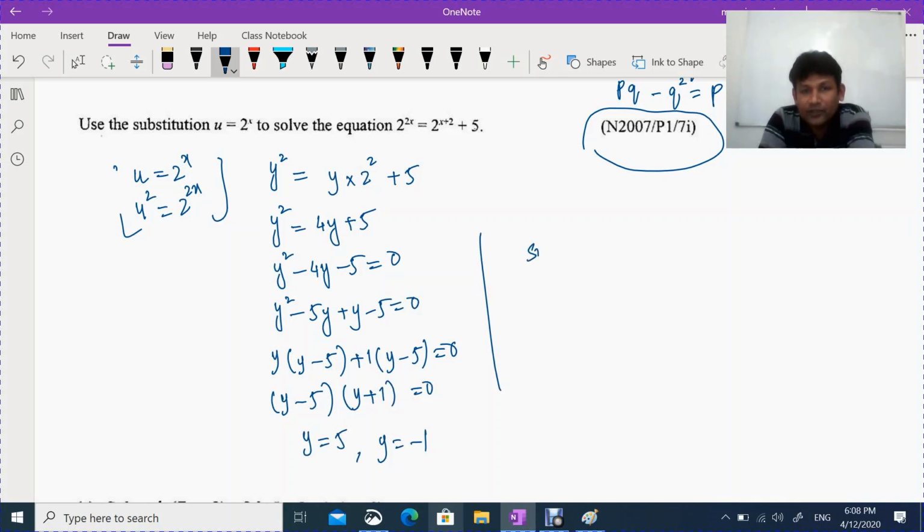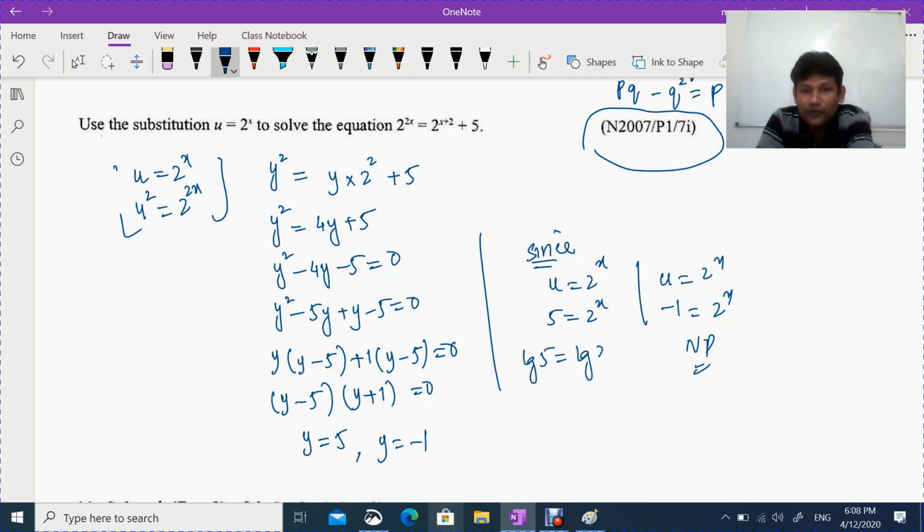Remember, we are finding x, so since u is equal to 2 power x, u is 5 and 2 power x equals 5, and u is minus 1, and this is not possible because of the negative sign, as we have done here. LG5 is equal to LG 2 power x, so LG5 is equal to x LG2. This LG2 will divide and you will get the value of x. You have to solve it. Thank you.